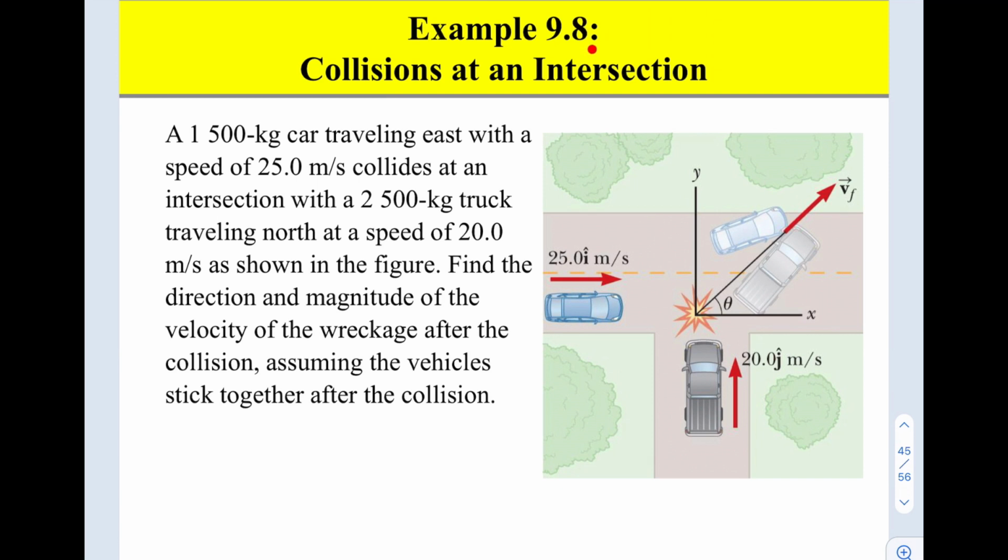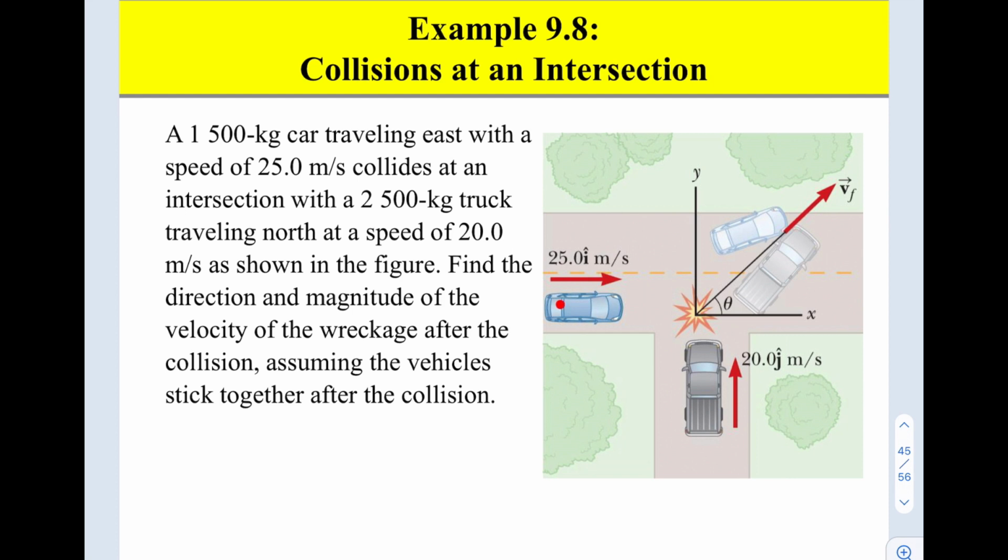Right, let's take a look at example 9.8, collision at an intersection. A 1,500 kilogram car traveling east with a speed of 25 meters per second collides at an intersection with a 2,500 kilogram truck traveling north at a speed of 20 meters per second, as shown in the figure. Find the direction and magnitude of the velocity of the wreckage after the collision, assuming the vehicles stick together after the collision.